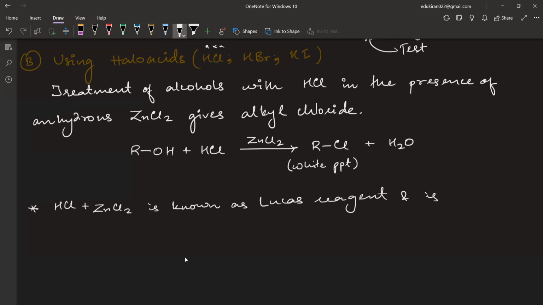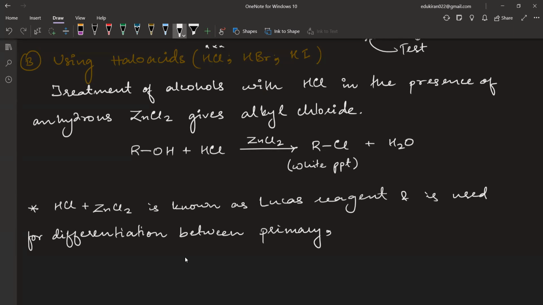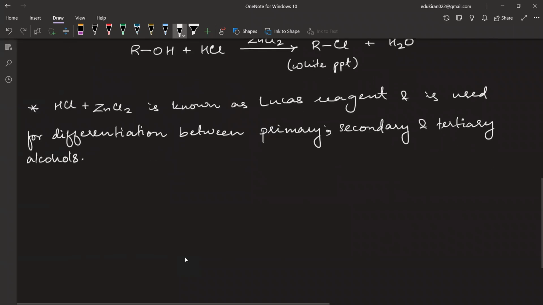And it is used for differentiation between primary, secondary, and tertiary alcohols. Okay, between primary, secondary, and tertiary alcohols.